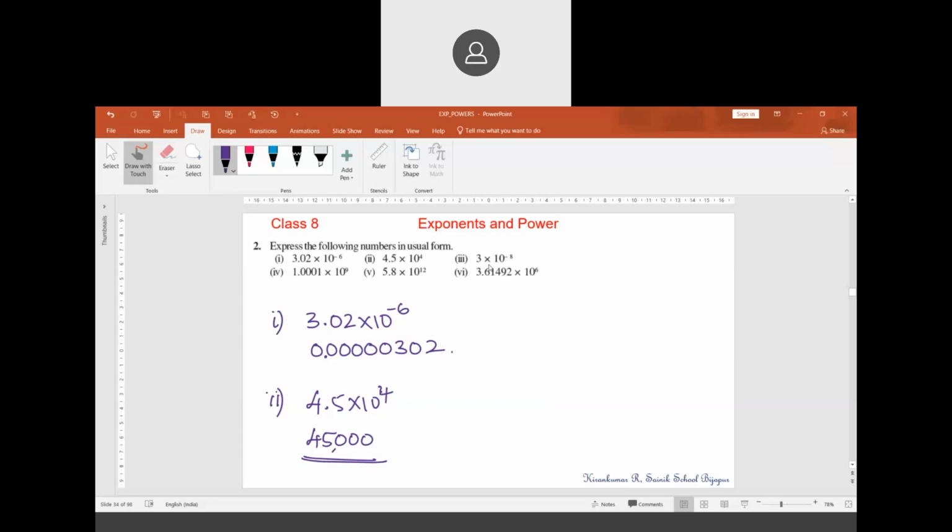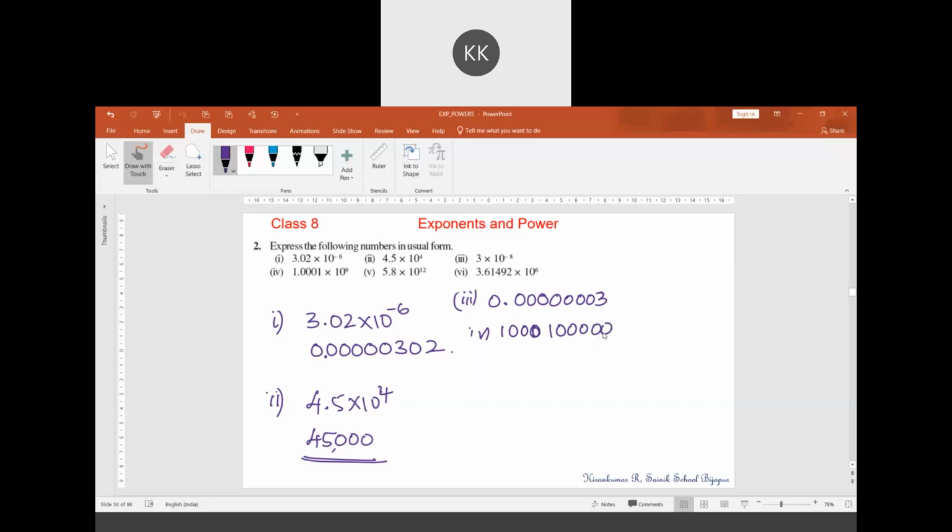Here for the third one, sir, 7 zeros after 7 point, and 3. This is for the third one. For the fourth one, 1001. No, one more, 5 zeros. Then I have to continue with 5 more zeros. Yes, sir.